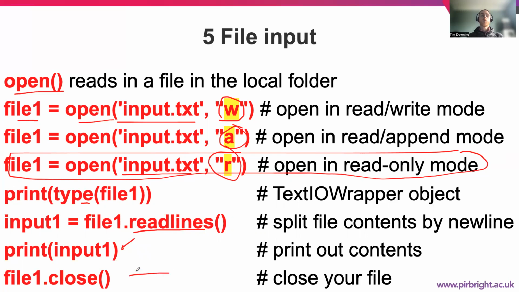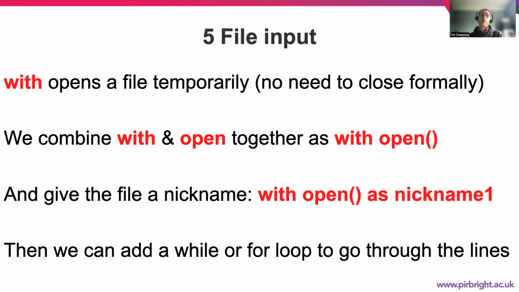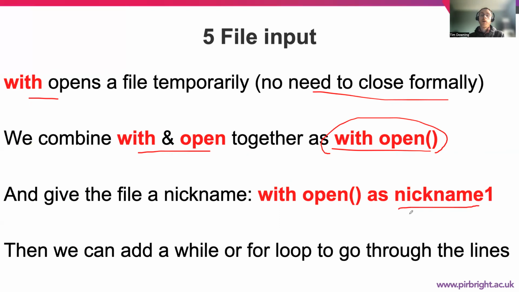And what we should do at the end, notably, is close the file. So file1.close will close the file. We open the file here, we have to close it down here. One option around closing and opening files in tandem is to use the with option. This opens a file temporarily, so you don't need to formally close it. You combine with and open together as with open, a bit like one combined command, then our file name, as a nickname. We then call the nickname in the subsequent lines to read the lines or whatever.